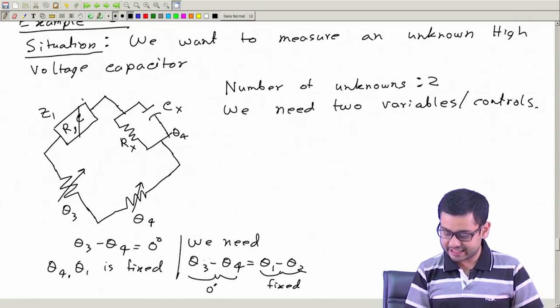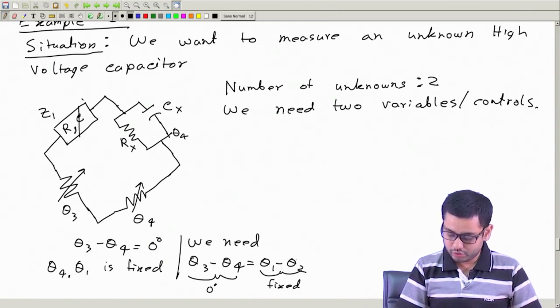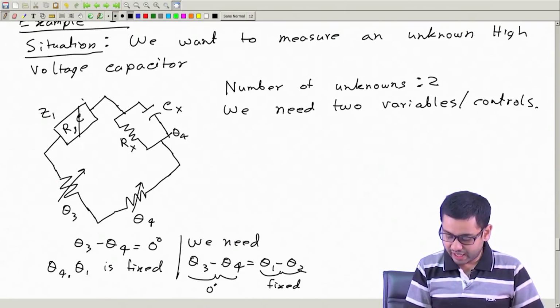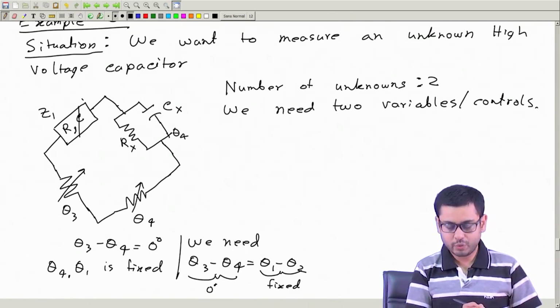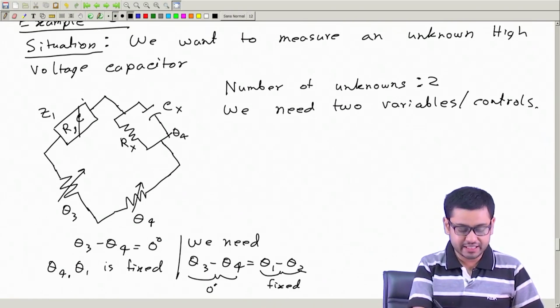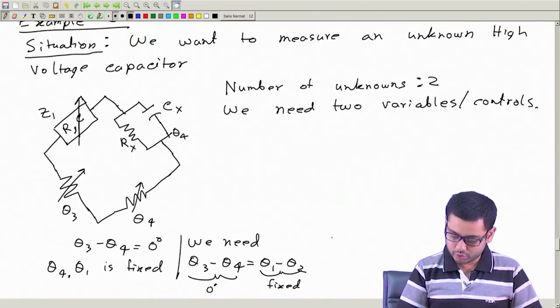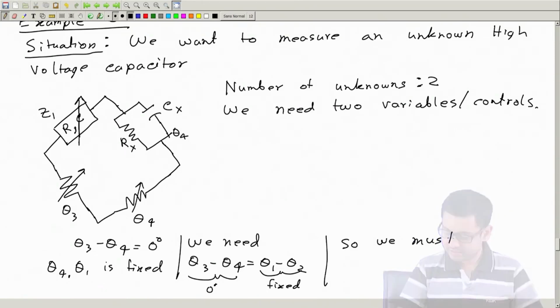So to get this equation satisfied by changing something, we have to change theta 2. Sorry, we have to change theta 1, because then only we can adjust the right hand side and get it equal to the left hand side. So we have to definitely change this branch. So we must have Z1 variable.